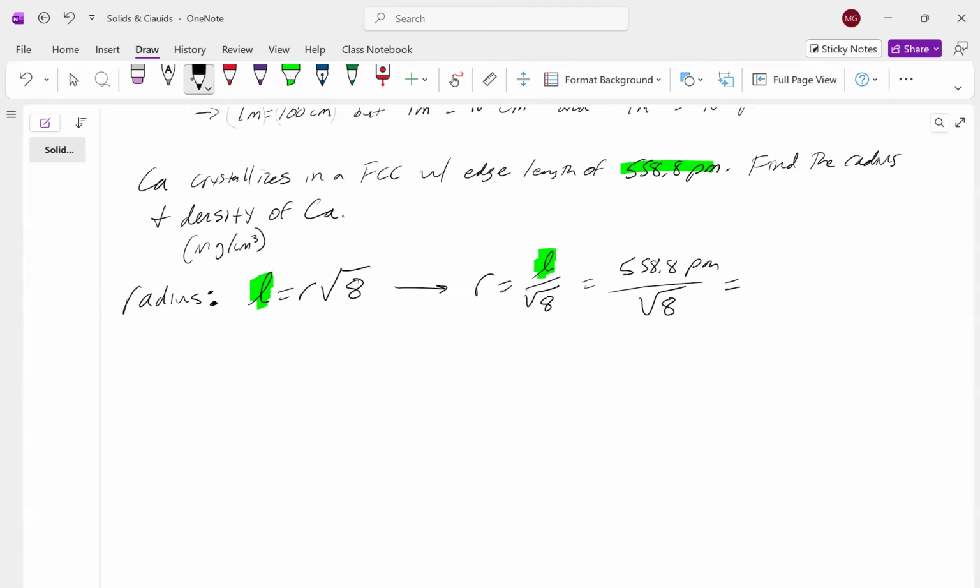So I do the math, throw that into the calculator, and that comes out to 197.6 picometers. So there's our radius. Pretty easy. We just plug it into a formula. Now the density is a little more complicated.